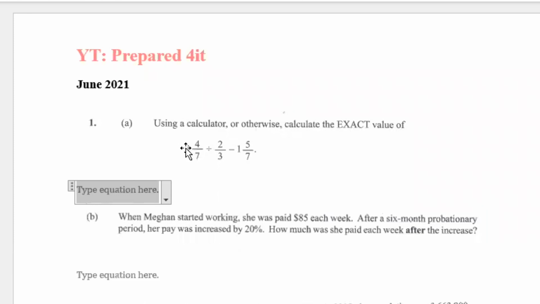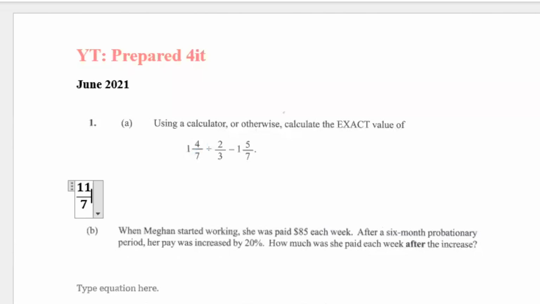So we'll do 7 times 1 to give us 7 plus 4, which will give us 11/7. We change our division sign to a multiplication, and then we flip the fraction that follows. So what we'll get now is 3/2 minus, and we're changing this to an improper fraction as well. So 7 times 1 is 7 plus 5 will give us 12/7.